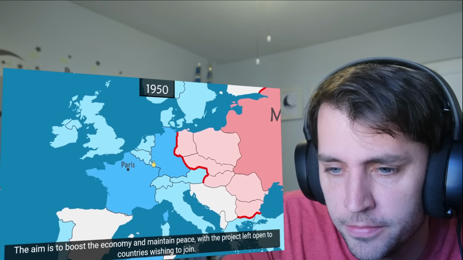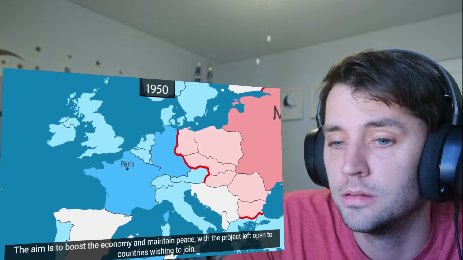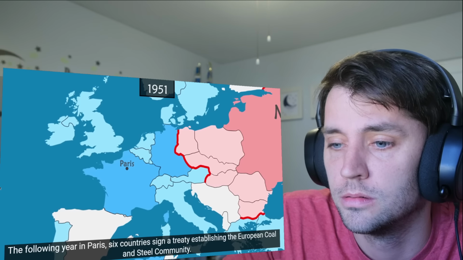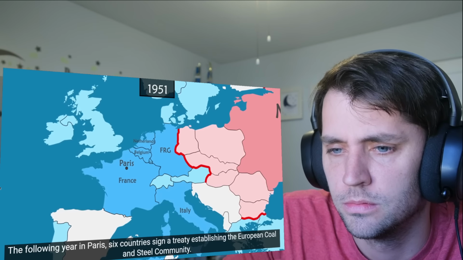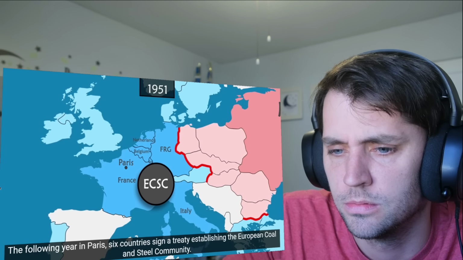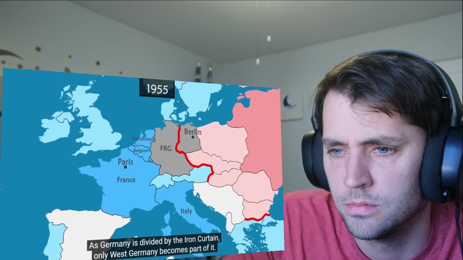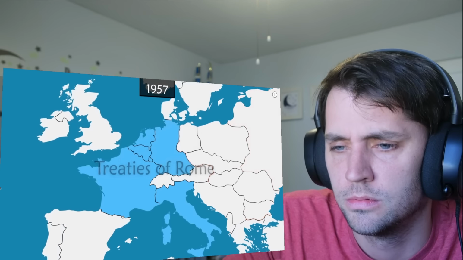The aim is to boost the economy and maintain peace, with the project left open to countries wishing to join. The following year in Paris, 6 countries sign a treaty establishing the European Coal and Steel Community. As Germany is divided by the Iron Curtain, only West Germany becomes part of it.